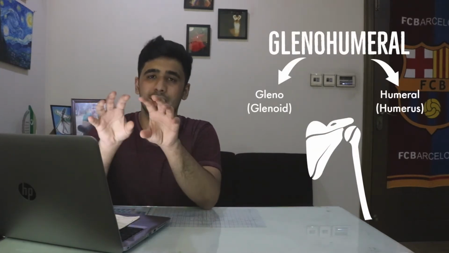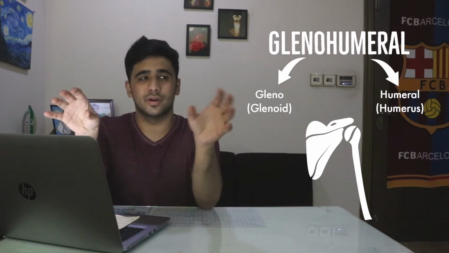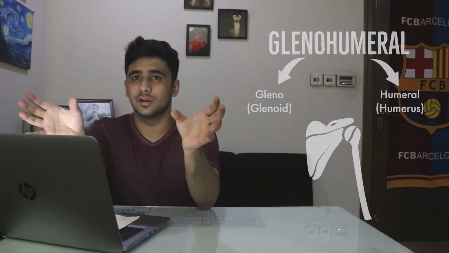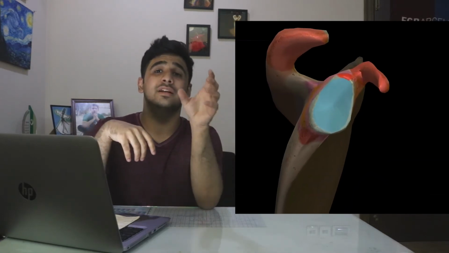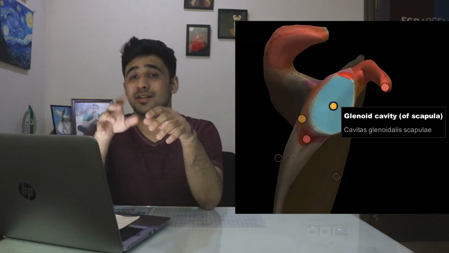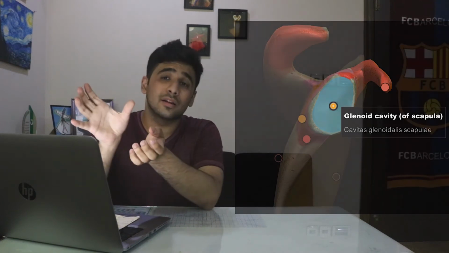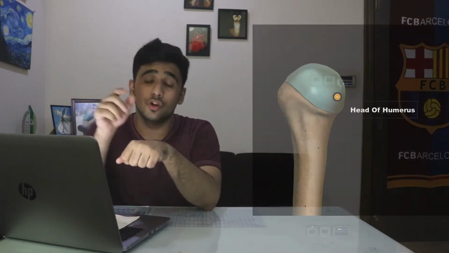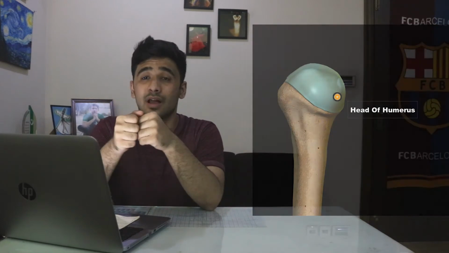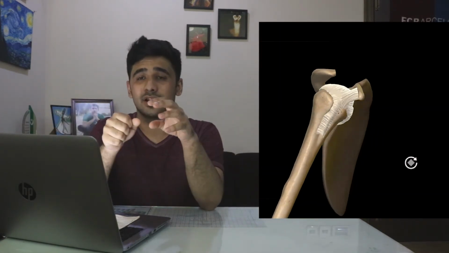Now, if we break these two words apart, we get gleno and humeral. Gleno comes from the glenoid cavity or the glenoid fossa that is on the scapula, and the humeral, of course, comes from the humerus, the head of the humerus. When the head of the humerus and the glenoid fossa come together, they articulate and make the shoulder joint.